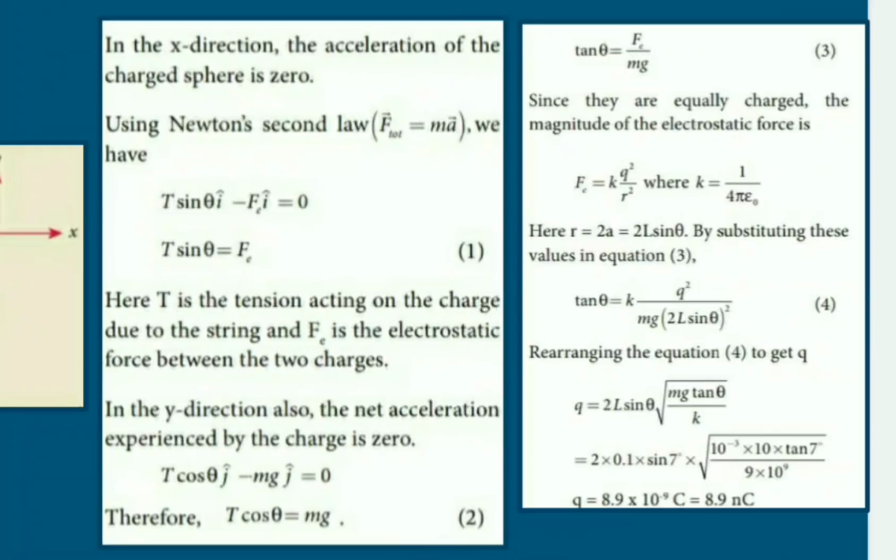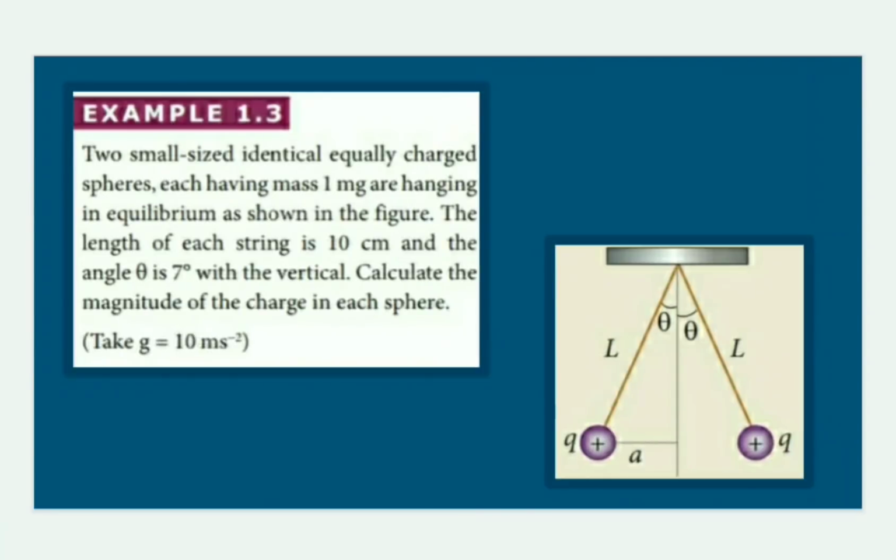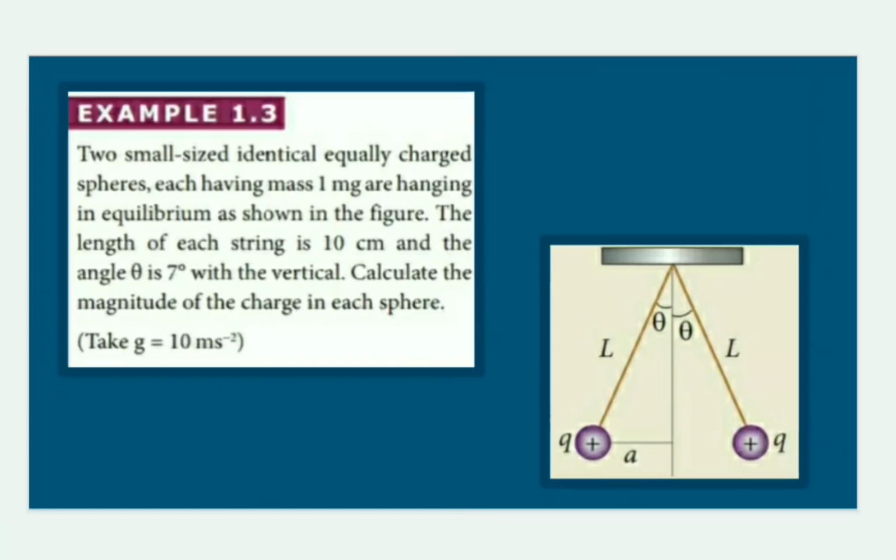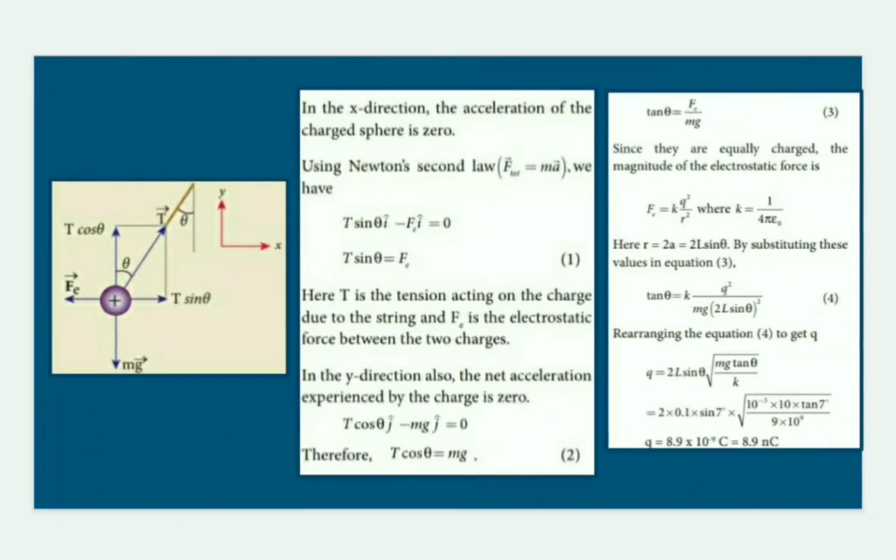Now what is the electrostatic force formula? Fe is K into Q square by R square. Remember it is Q1 Q2, but here both the charges are the same, so we are taking it as Q, so it is Q square by R square, and we know the value of K, of course. Now what is this R? Distance between the two charges. Look at this diagram. R is nothing but A plus A, that is 2A. They have represented it with respect to L here. So it is taken as 2L sin theta, because sin theta is equal to A by L. Okay, so 2A is 2L sin theta.